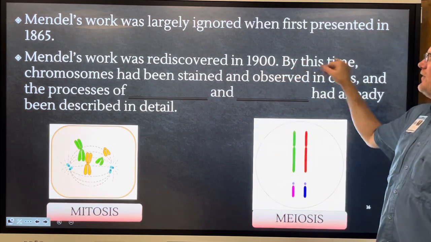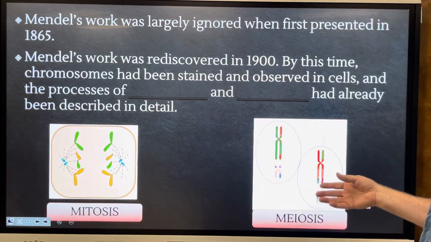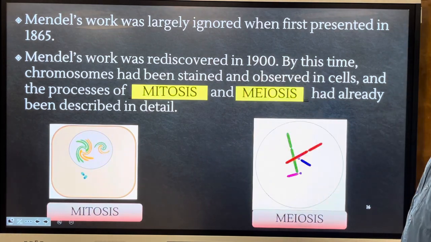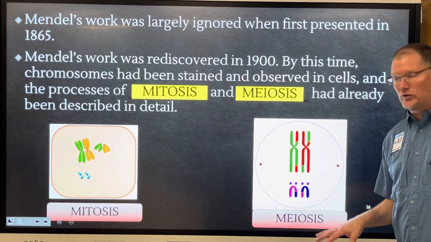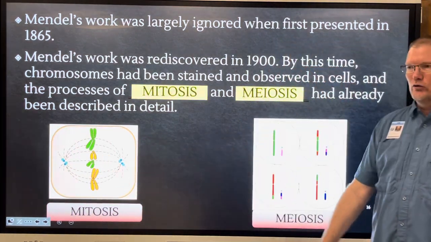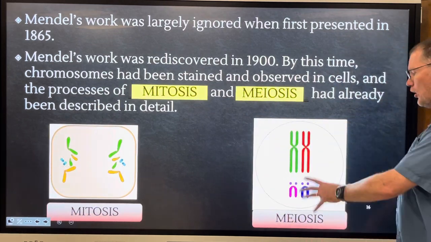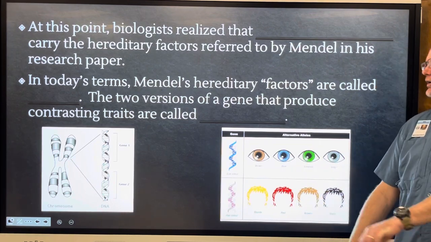But by this time, chromosomes had been stained and microscopes used and observed cells in the process of mitosis. And meiosis had already been described in detail. So these things that you are familiar with now, mitosis is growth and repair, right? Growing from a baby to an adult or fixing boo-boos. Or meiosis, remember, was the creation of sperm or egg cells.